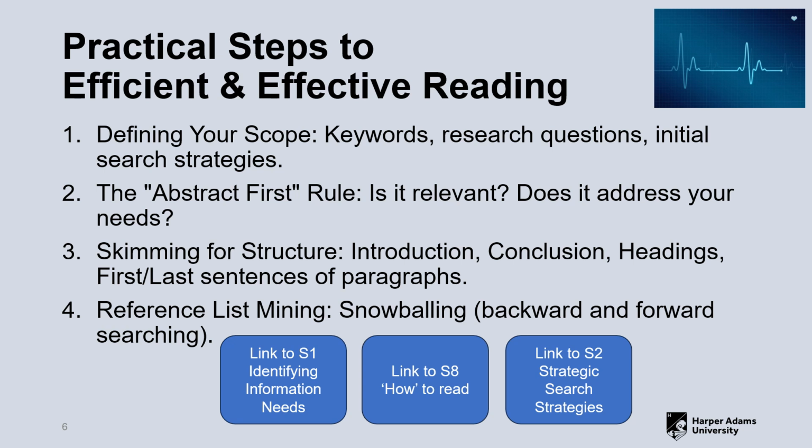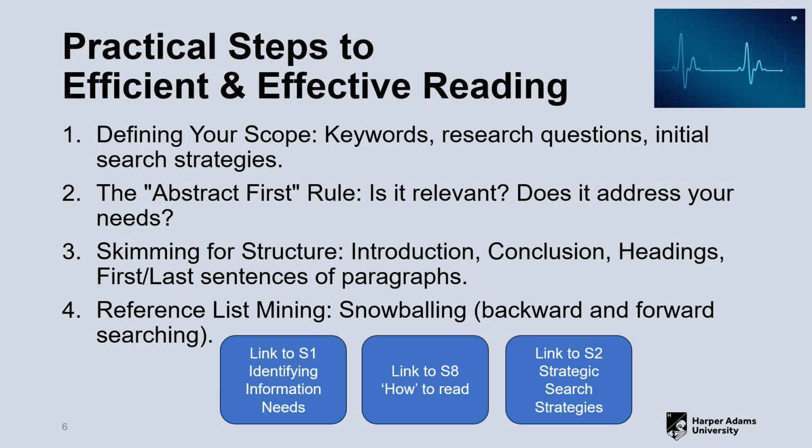First, start by defining your scope. What are your keywords? What's your research question? What are your inclusion and exclusion criteria? It's really important that you know what you're looking for before you start to search. If you're unfamiliar with any of this stage, we have a session that can help you. It's all about identifying your information needs, and there's a link on the screen to it now.